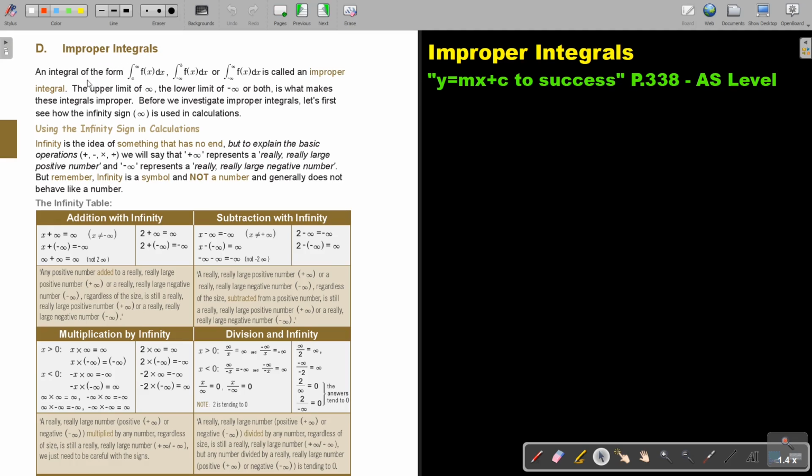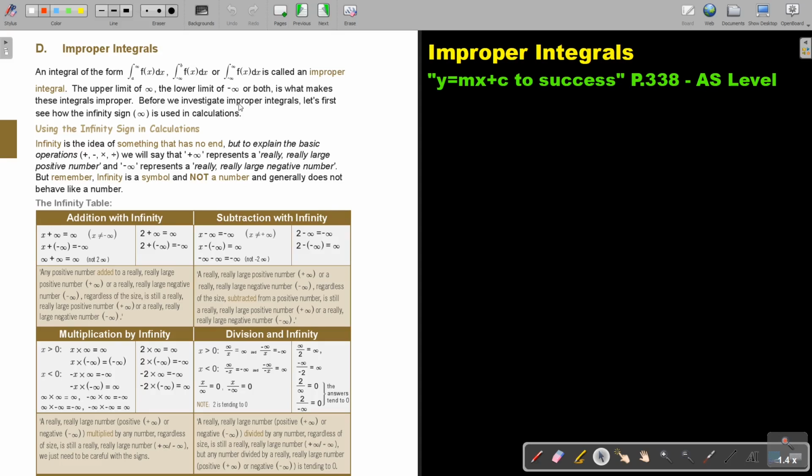Improper integrals. An integral of the form from a to infinity of f(x), or from negative infinity to b of f(x), or from negative infinity to positive infinity of the function, is called an improper integral. So basically, as soon as you see the infinity sign, it's an improper integral. The upper limit of infinity, the lower limit of negative infinity, or both, is what makes these integrals improper.